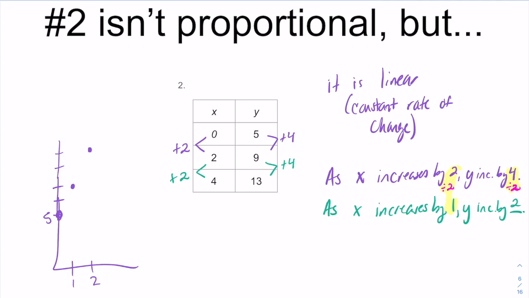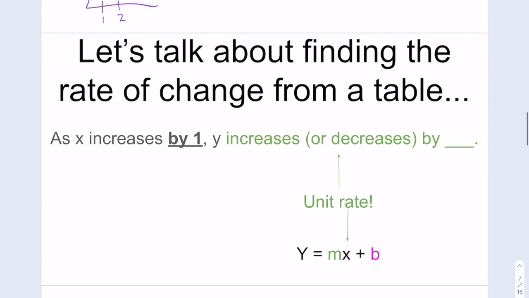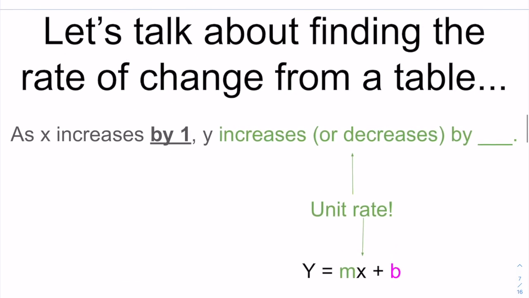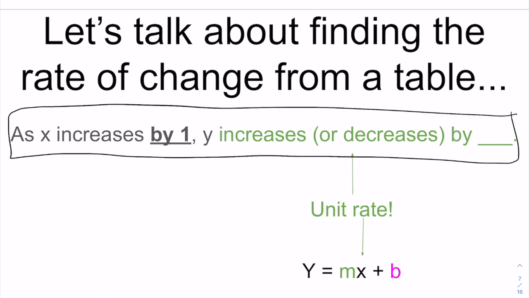And now we can see that straight line showing up in the graph. So when we're finding the unit rate from a table, we're actually going to look at this two ways. Today we're looking at sentences. Next class we're going to be looking at a different method. Our goal is to create a sentence that tells us what happens as x increases by 1.